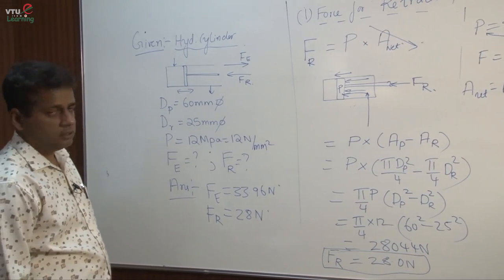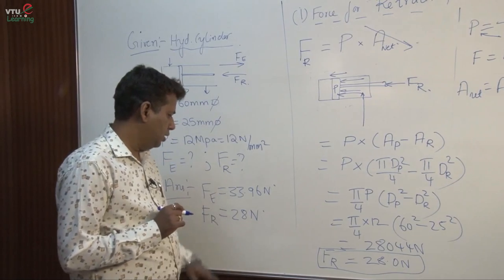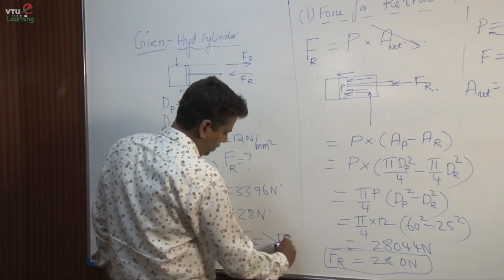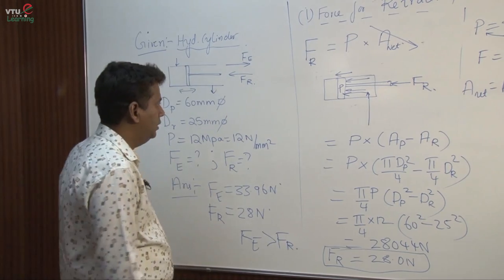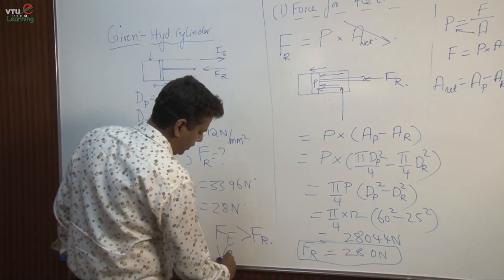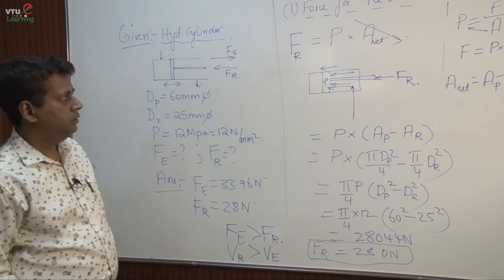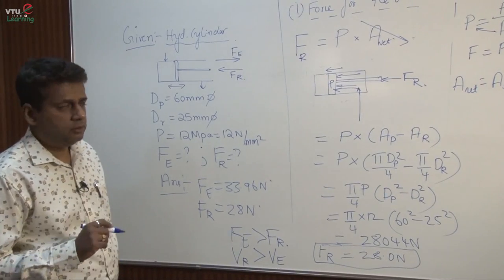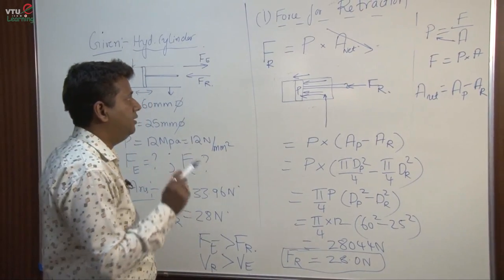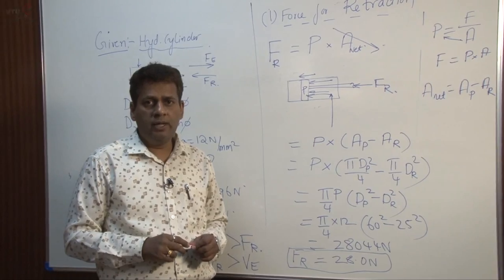Okay, so always you have to cross check. The extension force will always be greater than the retraction force, and also the velocity of retraction will be greater than the velocity of extension, right? So this is the problem. Please make sure that the area is important. In the retraction, we have to consider the net area, whereas in the extension, we have to consider the direct area of the piston. With this, we move on to the next problem.